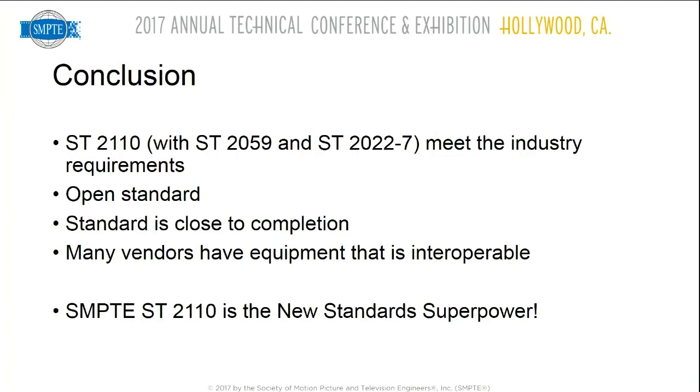So just in conclusion, of all the different things, 2110 meets the requirements that we need to move forward. It's an open standard. The standard is very, very close to being fully published. There are many companies. At the last Interops we had 50 plus companies, and I know at the next one there's more companies that have even expressed interest. So we have a high degree of interoperability, and I think 2110 will be the next superpower standard that we will have for a long, long time to come.